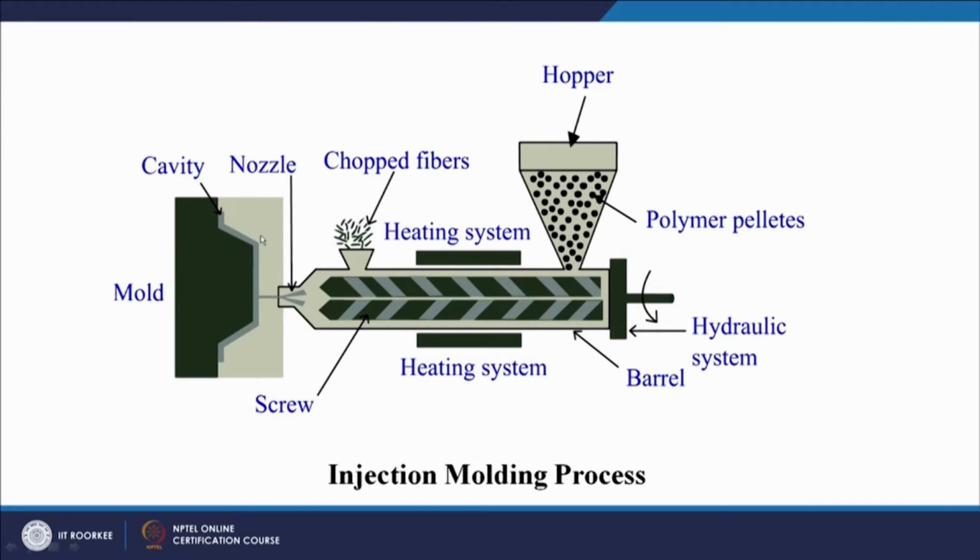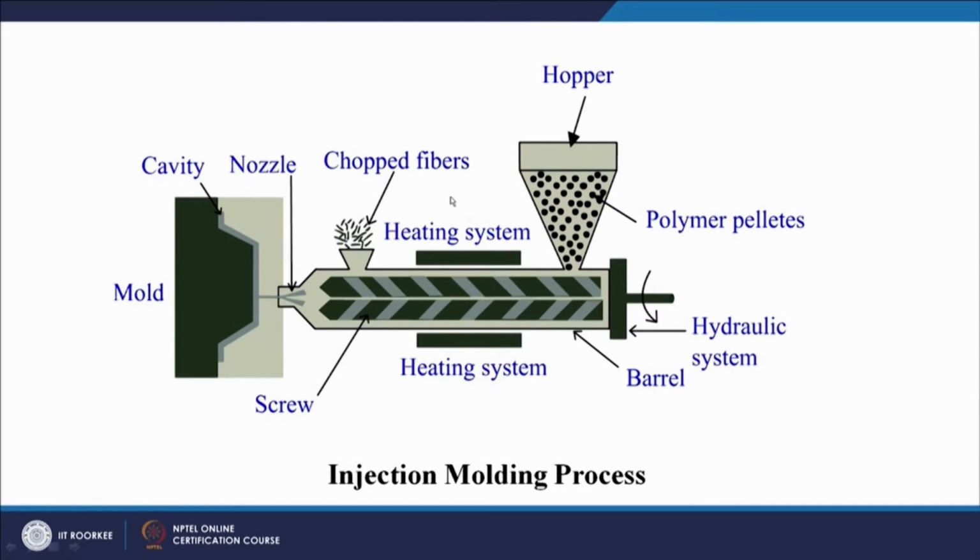and when the two halves of the mold close, in between we get a cavity, an exact replica of the final product that we want to make. So in between this is a cavity, this is the product that we want to make. Now here you can see the other system more or less is the same, the only addition is the chopped fibers. These are the chopped fibers that you see on your screen.